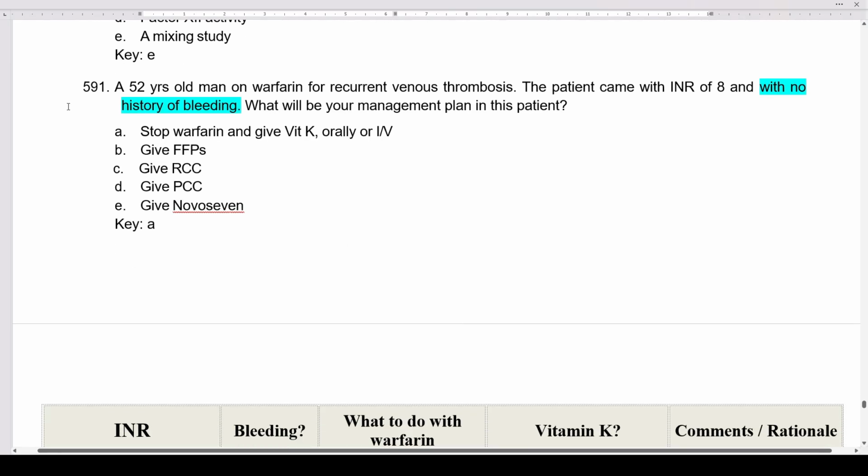Next is, a 52-year-old man on warfarin for recurrent venous thrombosis. The patient came with an INR of 8 with no history of bleeding. What will be your management plan in this patient? If the patient is on warfarin and the INR is 8, but there is no history of bleeding, what will be your management plan? The INR should be 2 to 3, but here the INR is 8. So in this case, you have to stop warfarin and give the patient vitamin K. It is a reversal of warfarin, so you have to give the patient vitamin K orally.